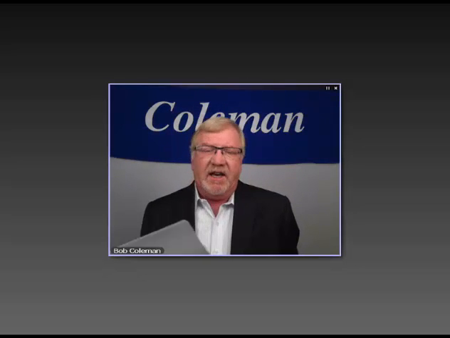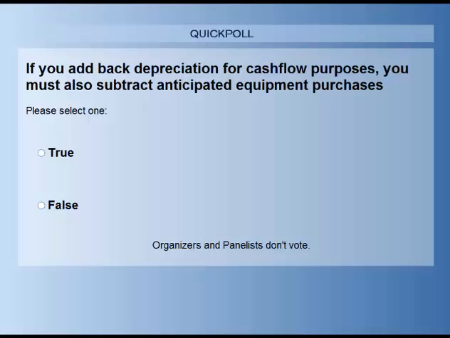Poll question number 3. If you add back depreciation to cash flow, which we're all told to do, must we also subtract the anticipated equipment purchases for the coming year to take that out of the cash flow? Nathaniel, you and I were taught a long time ago, we always add back the depreciation, but it wasn't very clear to me if we have to subtract those equipment purchases. And 60% say yeah, you got to do that. 40% say no. The answer is, Nathaniel?